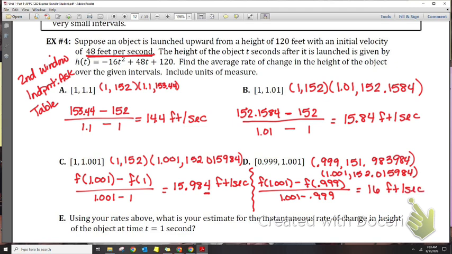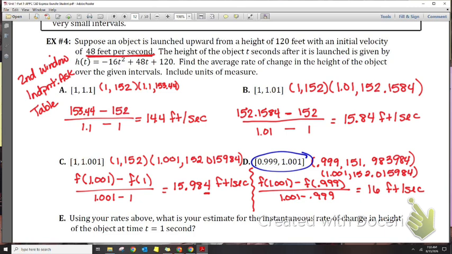All right, well, notice on that one, what number is really close in between, let me change colors here, really close in between these two numbers. They're squeezing up on 1, right? Which means by using that 0.999 and the 1.001, we are finding that instantaneous rate of change at the number that's right in between them, which is 1.